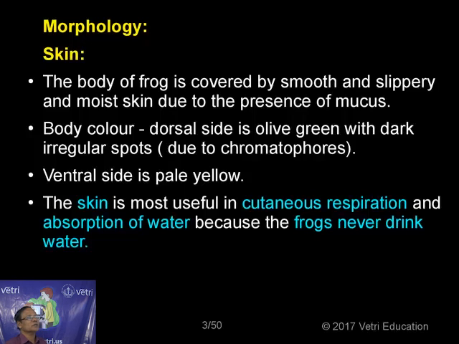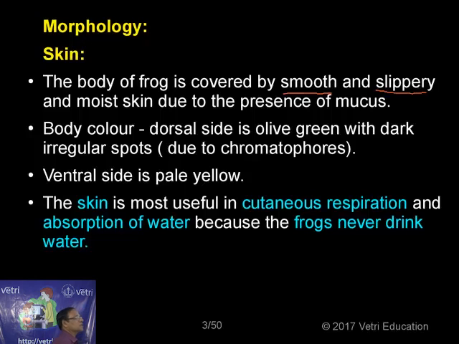So the skin is without any scales. In the case of reptilian forms, we have the scales all over the body, like lizards, snakes, etc. But in the case of frog, there is no such thing. You have studied already in classification. Here, the skin is normally smooth and slippery.